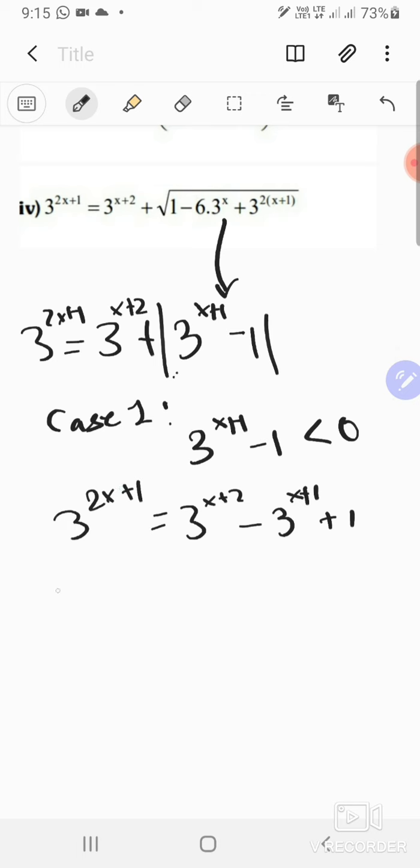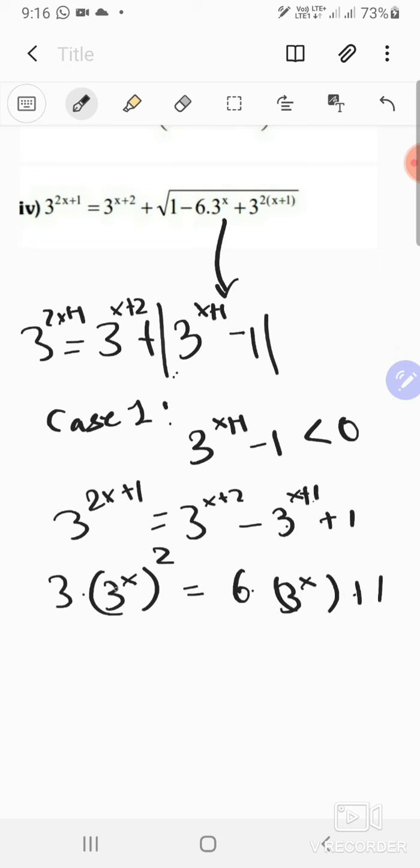Okay, so this is nothing but 3 times (3 to the x) squared, that is equal to, this is going to be 9 and this is 3, so 6 into 3 to the x plus 1. So let this be equal to u, I guess. That gives me 3u squared minus 6u minus 1 equals 0. Oh, that is weird. Okay, so 3 to the x plus 1 minus 1 is less than 0. Okay, just have to use the quadratic formula on this.